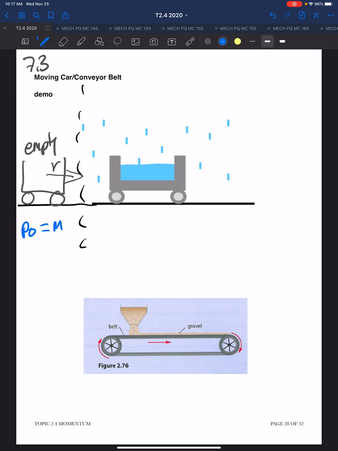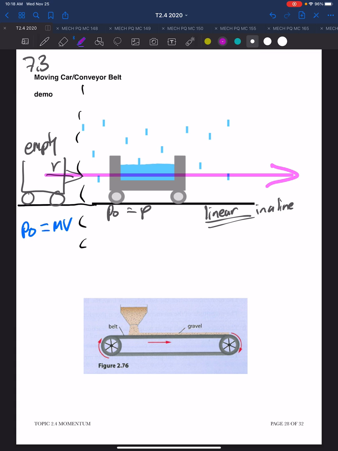So it has a certain momentum. P0 is mv. Now we know that because of the law of conservation of momentum, P0 equals P, and that P refers to linear momentum, the momentum in a line. The line of movement is this line of movement, so the cart has momentum in that direction.